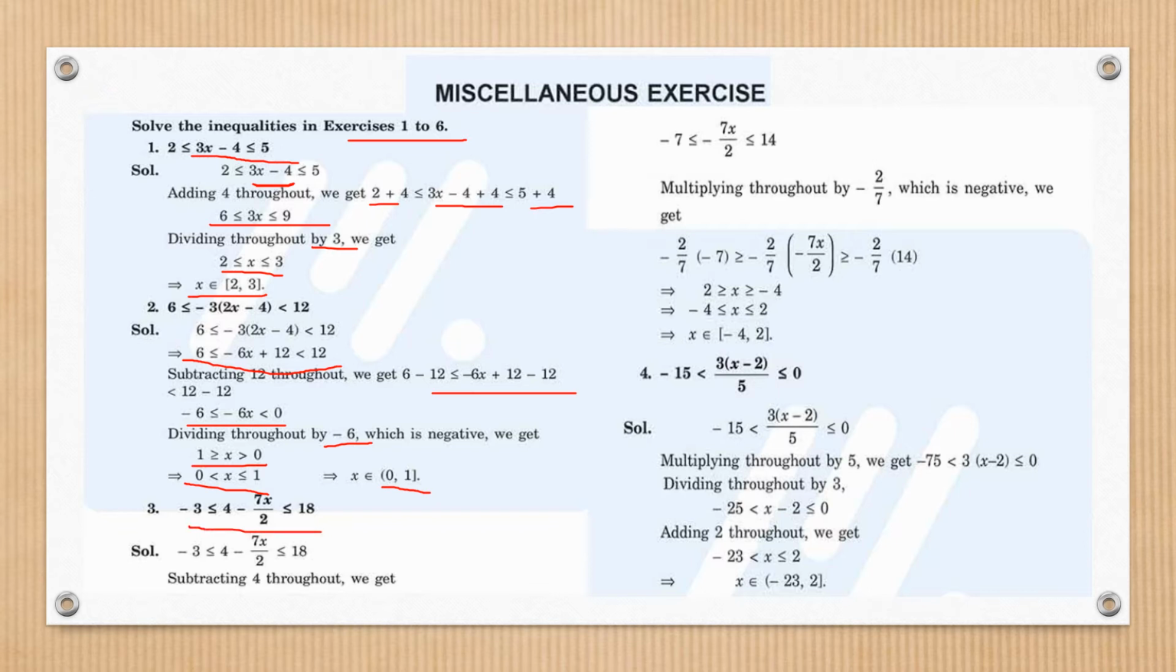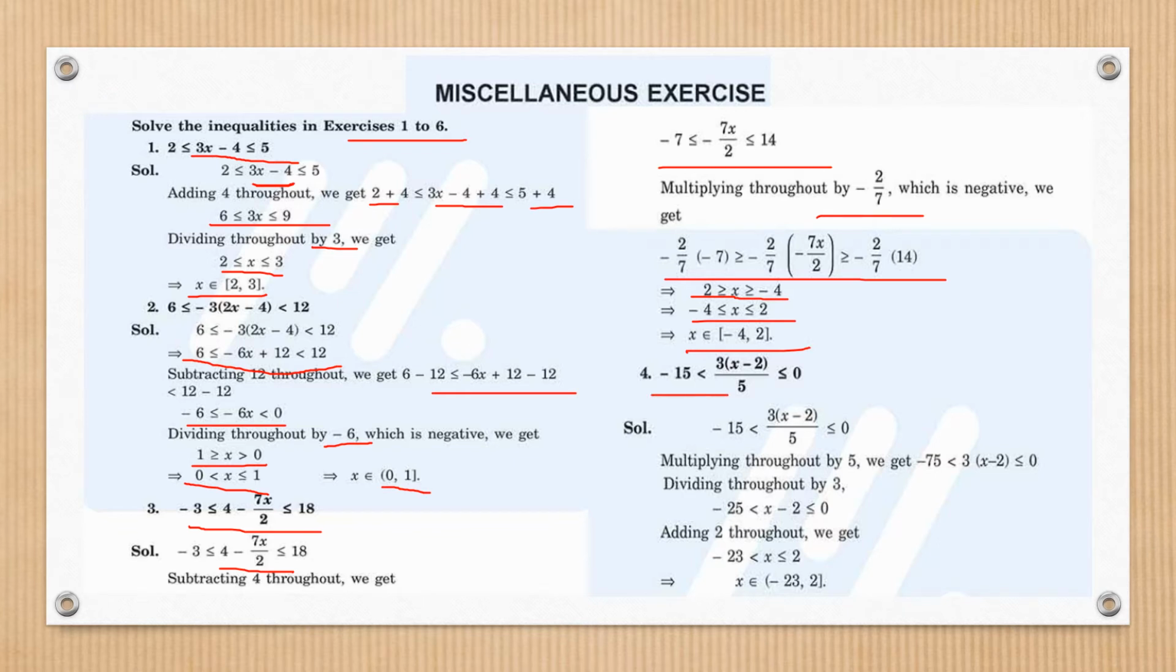Number 3 is, again, see the middle term here. Firstly, I'll subtract 4. So it becomes minus 7x by 2 and less than equal to 40, 18 minus 4 is 40. Now multiply by minus 2 by 7 to eliminate this. Minus 2 by 7 means the direction of inequality is going to change. So I get 2 greater than equal to x greater than equal to minus 4, that is x is lying between minus 4 and 2, and both equality signs are there, so x belongs to closed interval minus 4, 2.